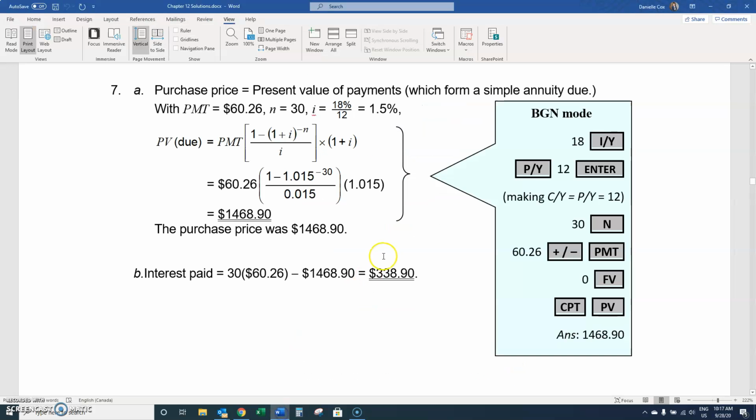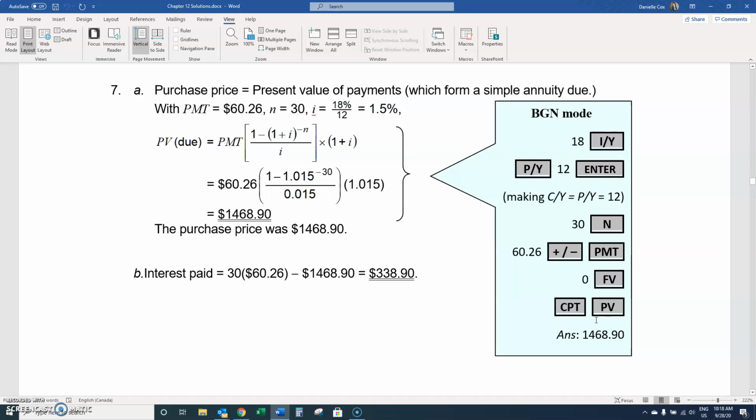So then I go here, so we've got a beginning mode. 18 was your interest per year. Compoundings and payments per year were both 12. There were 30 payments. The payment was $60.26 negative. It's outflow for your payment. You'll always have to set your other variable, which here is your future value, at 0. Compute your present value and you get the purchase price.